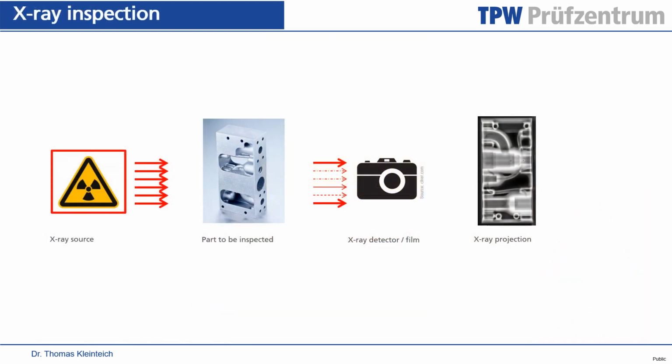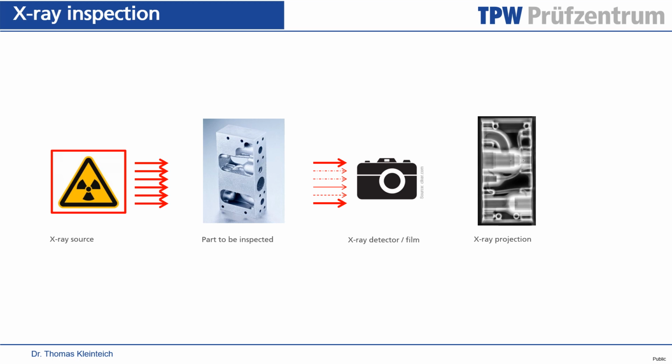And what you see here is a rough setup for an X-ray inspection. So we do have a part that needs to be inspected. We place an X-ray source to one side of the part. An X-ray source can be an electronic X-ray source, but could as well be some radioactive isotope. And on the other side of the part, we place an X-ray detector, or in the more classical way, we place a film behind the part that is exposed to the X-rays.